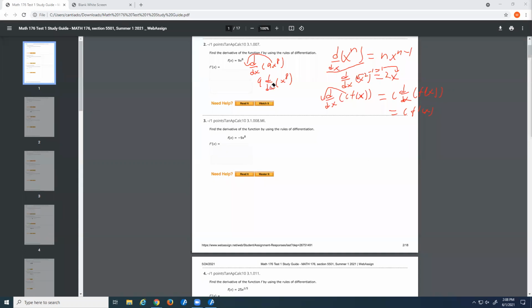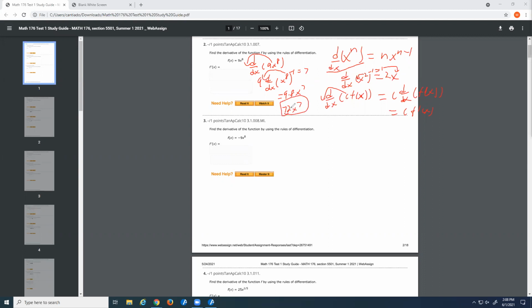The d next kind of looks like an alpha. Let me fix that really quick. dx. All right. So we'll bring this 8 down to the front, and then we'll subtract 1 to get 7. That'll be our new exponent. So we'll have 9 times 8, x to the 7th, and I believe 9 times 8 is 72. So 72 x to the 7th, like this.